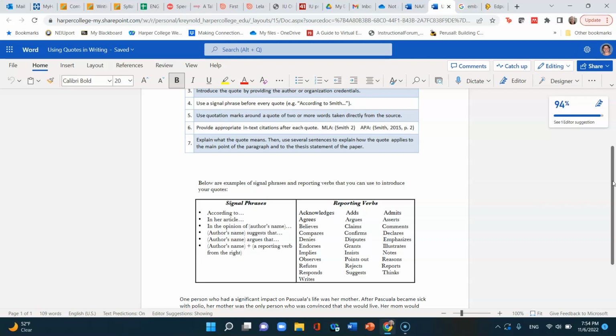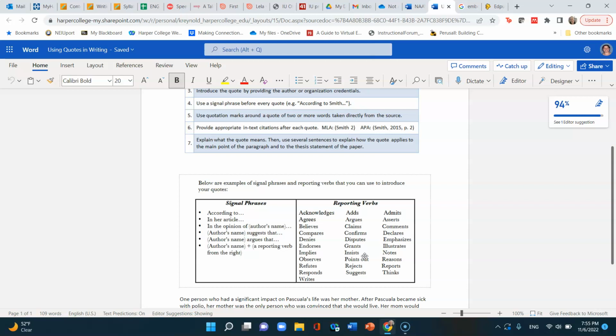According to Pascuala, or in her article, well, it's not an article, it's a book, so we'd say, in her book, Pascuala says, or in the opinion of Pascuala, or Pascuala suggests that, or Pascuala argues that. Now, instead of using the word suggest or argue, you could use any of these other words. So you could say Pascuala believes, okay, you could say Pascuala points out. Any of those are appropriate to use in place of as one of your reporting verbs.